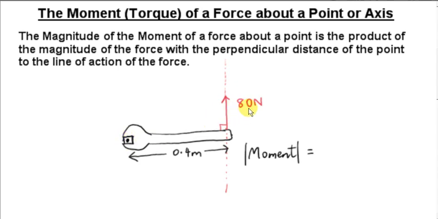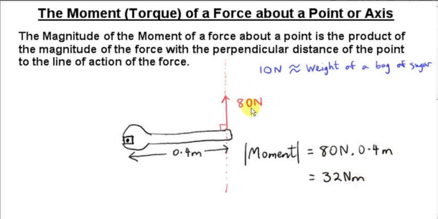Anyway, all we have to do is multiply 80 newtons by the perpendicular distance of the line of action of the force to this point, which is 0.4 meters, because the force acts at right angles to the handle of the wrench. So it's just 80 multiplied by 0.4, so we have 80 newtons multiplied by 0.4 meters. So you can see that the unit of the moment is going to be Newton meters. So we get 32 Newton meters.